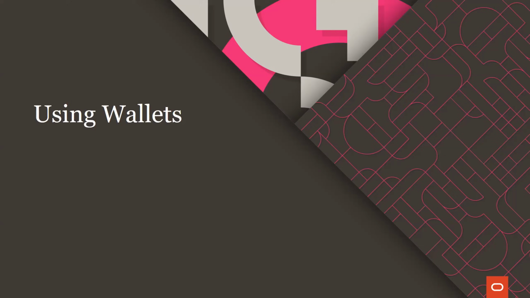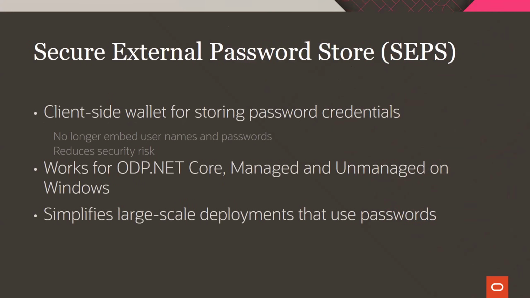So wallets have made things a bit easier to use, and that's why a lot of people now prefer to use wallets. They want to get out of the business of usernames and passwords for your application. A common way to store the wallet is the Secure External Password Store that Oracle has on the client side. All SEPS, as it's called for short, is, is a client-side wallet for storing your password credentials. So you no longer have to embed your username and password within your application.